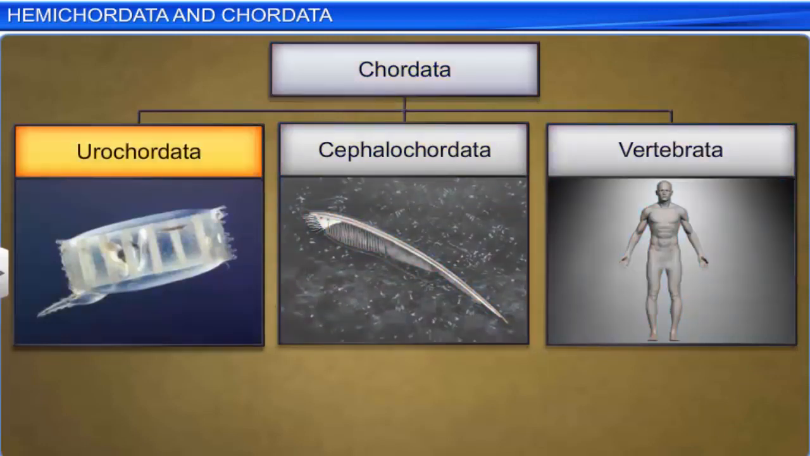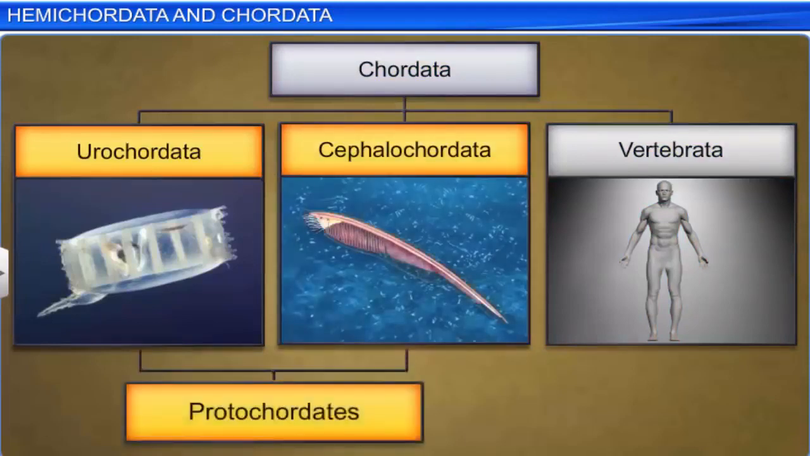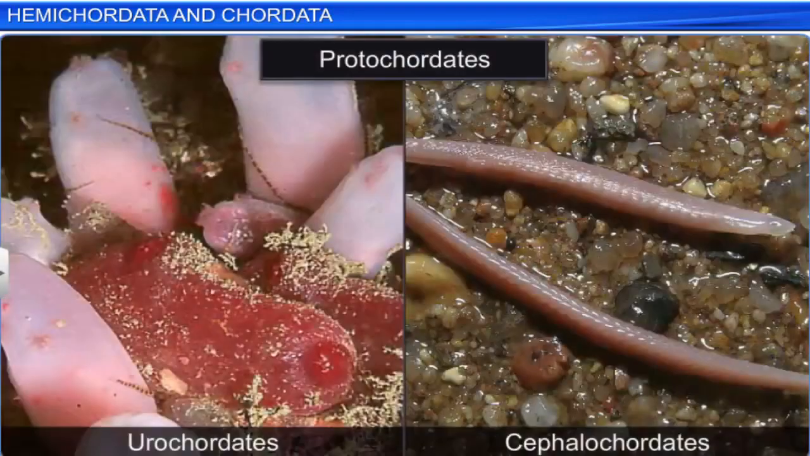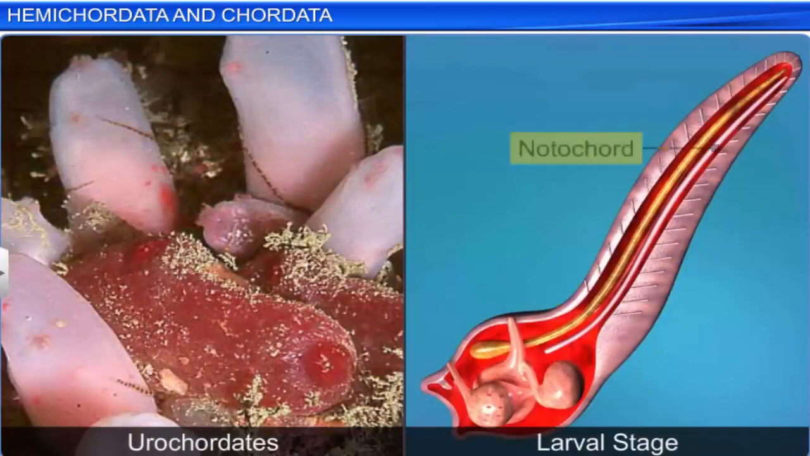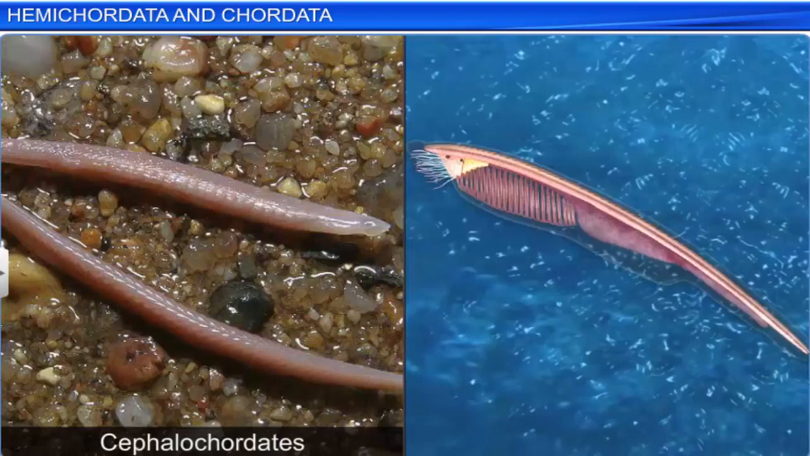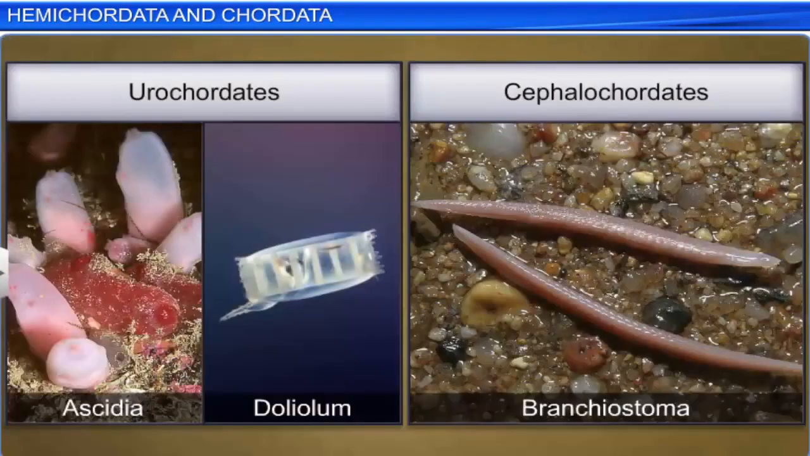Subphyla Urochordata and Cephalochordata are also referred to as protochordates. These animals are found only in marine habitat. Urochordates have a notochord only in the larval tail, while cephalochordates have a persistent notochord which extends from head to tail region. Ascidia and Doliolum are examples of urochordates, while Branchiostoma is an example of cephalochordates.